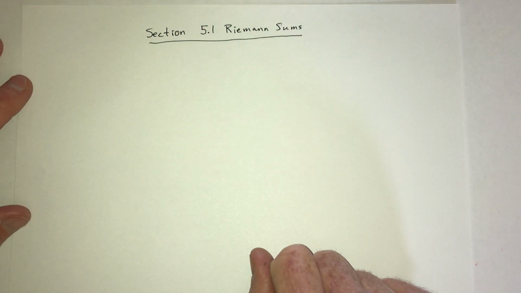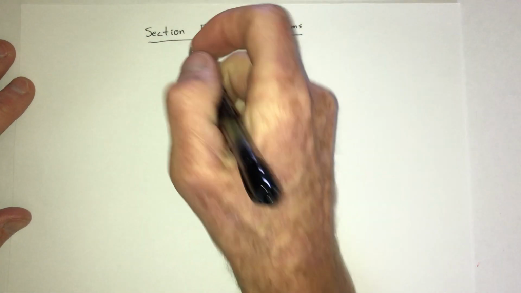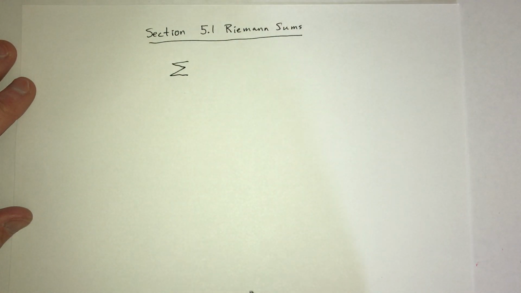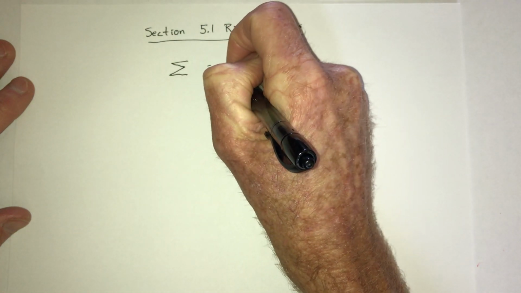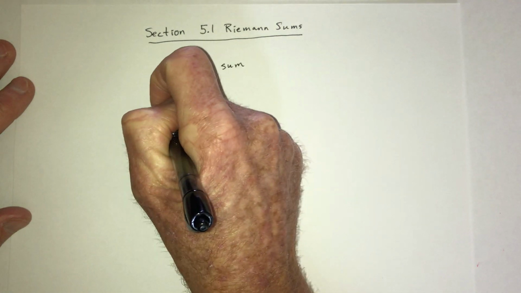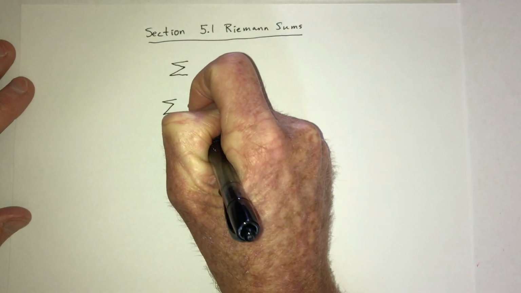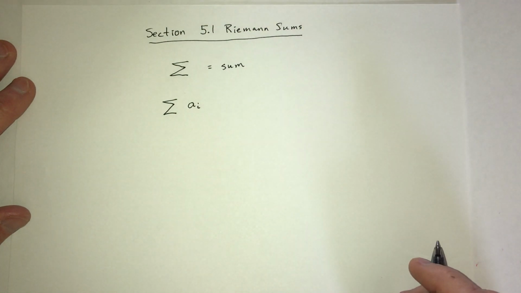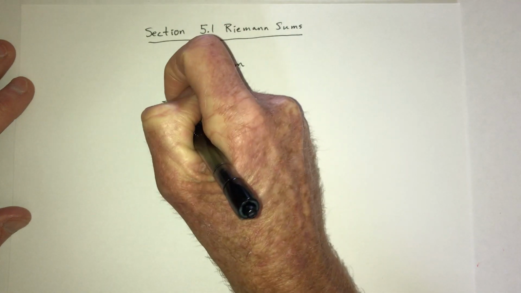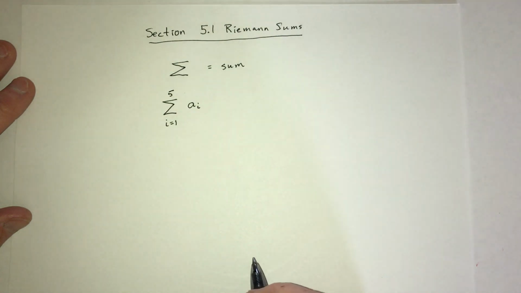Here in section 5.1, we're going to be finding area, and we're going to be using Riemann sums. First of all, this is the letter sigma, and in math, we use it to stand for adding things up, or the sum. So if the things that you're adding up are called A1, A2, etc., then you could call it A_i, as i goes from 1 to whatever, say 5.